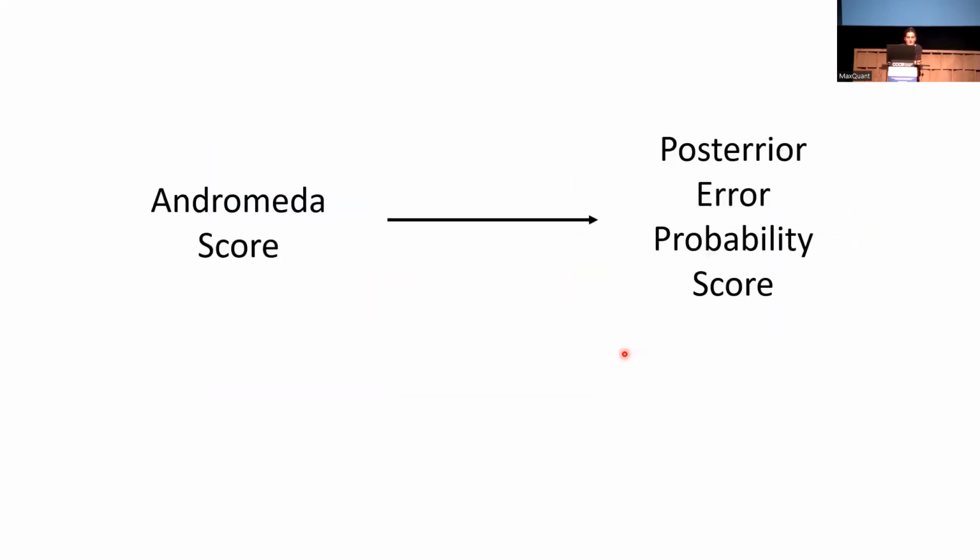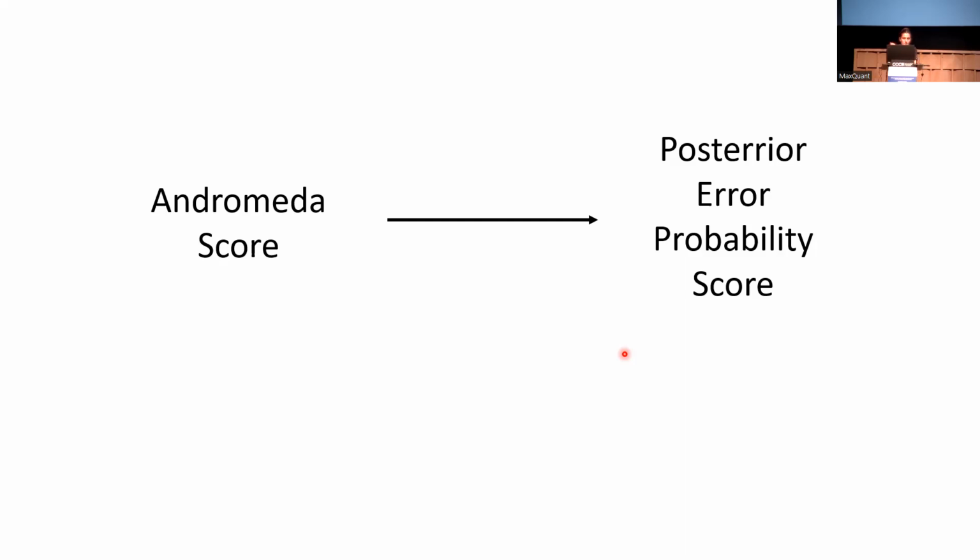So for the main search, until now we were talking about Andromeda scoring, and one thing that maybe people are confused about is that they think this is the scoring that we use to do the FDR calculation, but this is not correct. We have another step in between. We're going from Andromeda scoring to another score that is called posterior error probability. We abbreviate it as PEP, so PEP score.